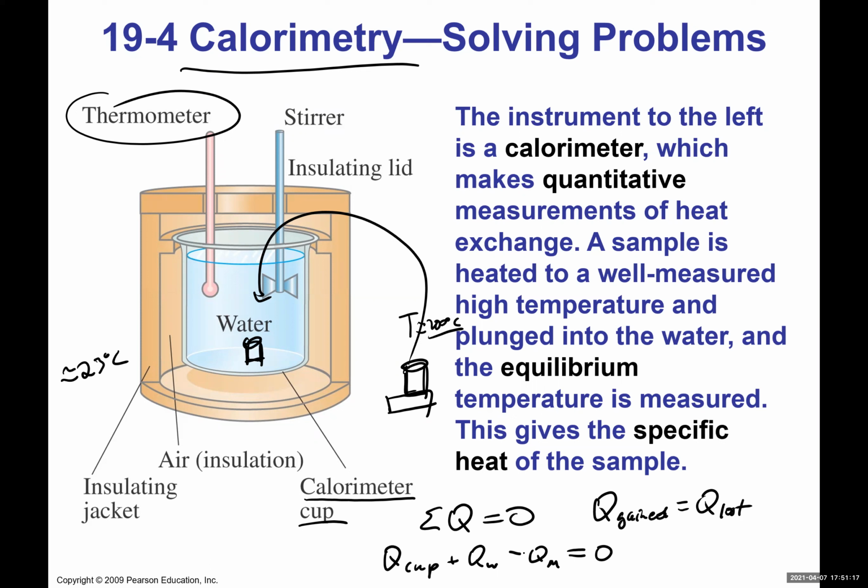So then your equation will be complete. Energy will be gained here, G for gained, and energy here will be lost by the metal. But the amount of energy lost by the metal cylinder is exactly equal to the amount of energy gained by the water and the cup combined. So then we can use this to calculate the specific heat of this unknown metal and things like that. So we're going to see an example of that.